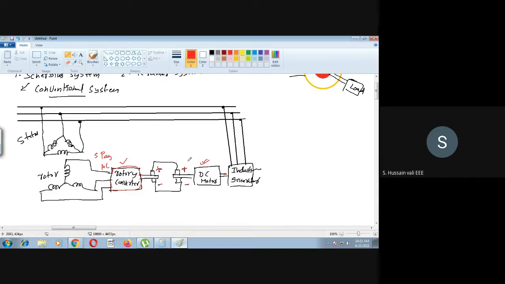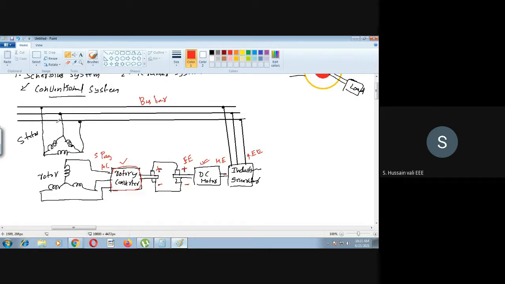So the electrical energy, in the form of DC, goes to the DC motor, then it generates mechanical energy. Then this mechanical energy goes to the induction generator. Then this induction generator will generate electrical energy. Now this electrical energy is coupled to the bus bars once again. Same bus bars.